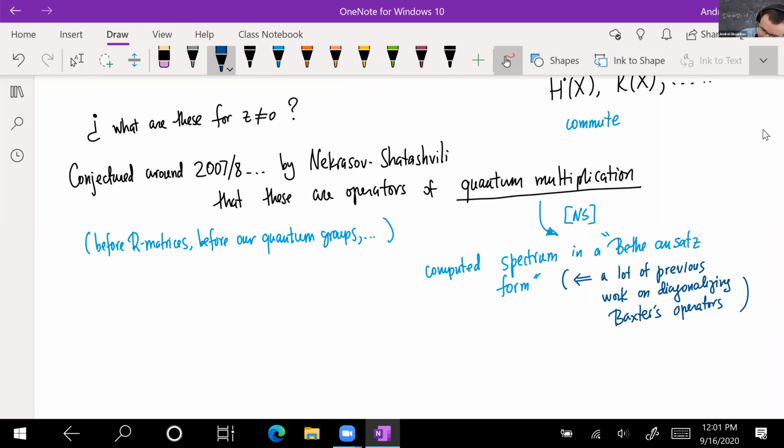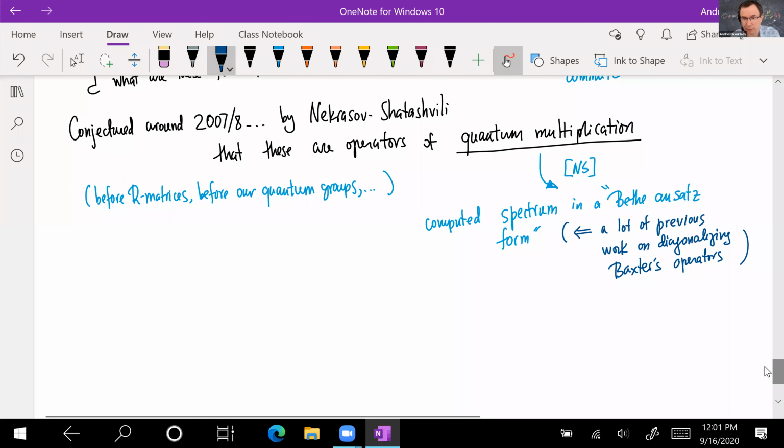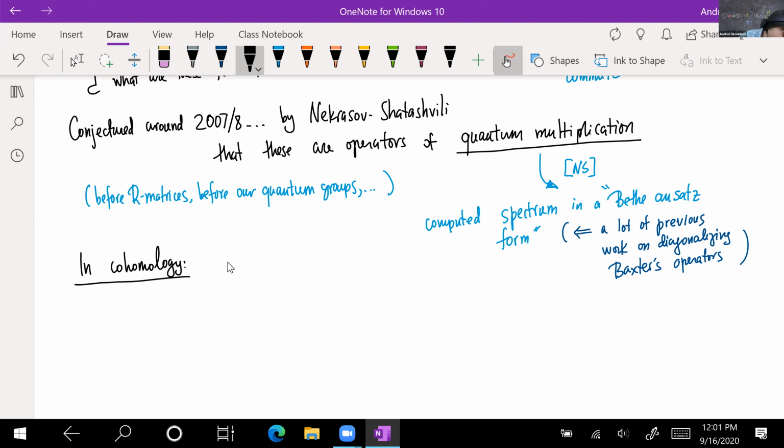And so maybe I'll close by defining quantum multiplication. Presumably all of you on this current lecture know the definition, but maybe some people who listen to the recorded lecture don't. So in cohomology, one defines a new product. A new, and importantly associative, product.